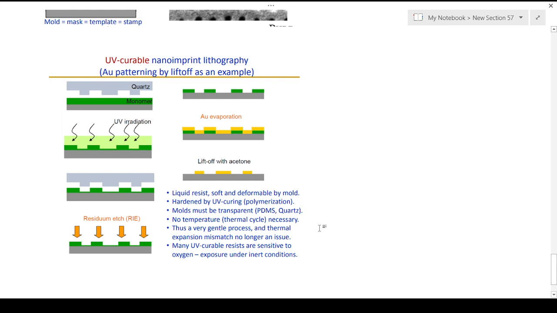So in that fashion you can see the different nano patterns you can make by the UV technique. We need a UV curable resist for patterns to be created by nano imprint lithography here. So that's about UV lithography.